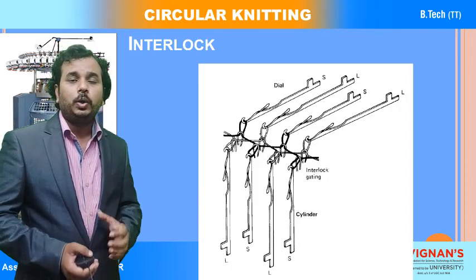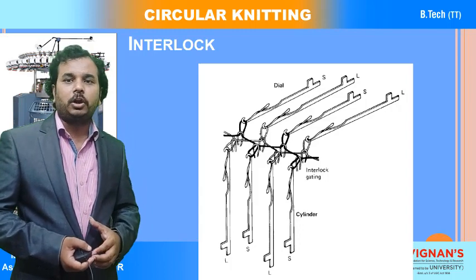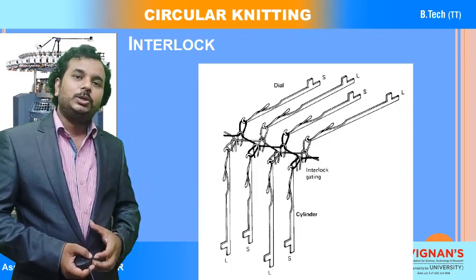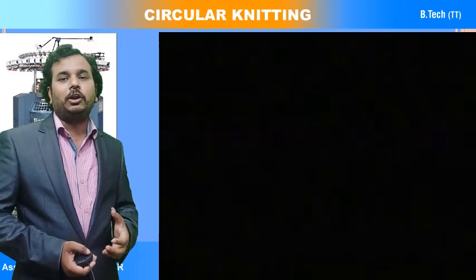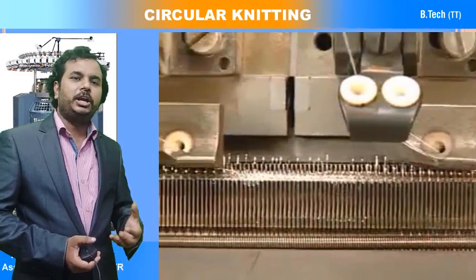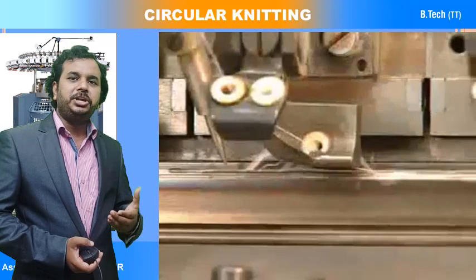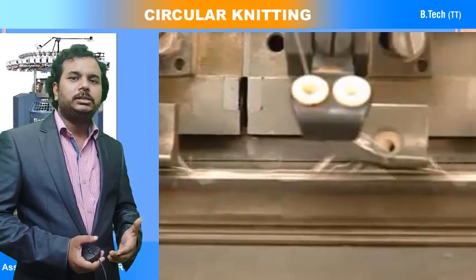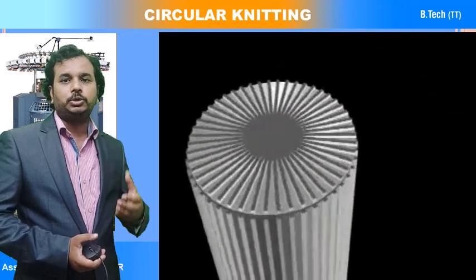So this is how you are going to manufacture the interlock fabric structure. Let us see a small animation video on interlock fabric structures. Now you can observe the needle beds and the yarn guides, which are arranged nearer to the needles. When these needles are lowered, the yarn is going to be fed.